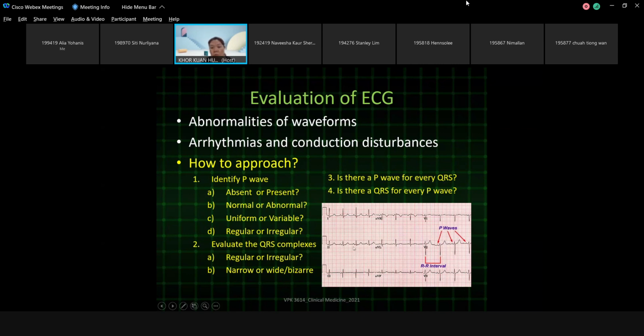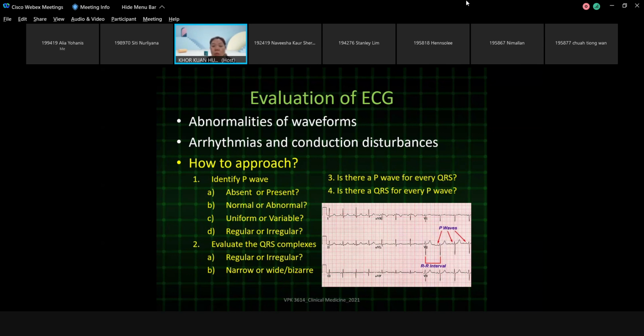After you look at all the P waves, this is going to be the P wave over here, a very small one. Then you want to see the QRS complex. Are they regular or irregular? Sometimes you have one here and then suddenly one here. Are they narrow or wide and bizarre? Meaning they are so tall and look weird. They don't look like the QRS that you normally saw just now.